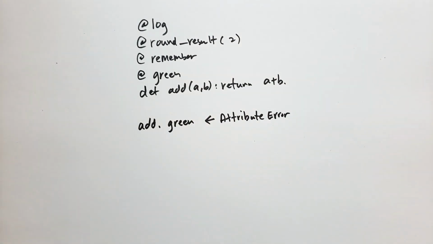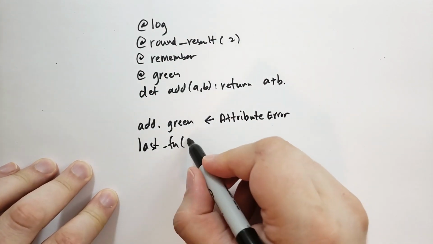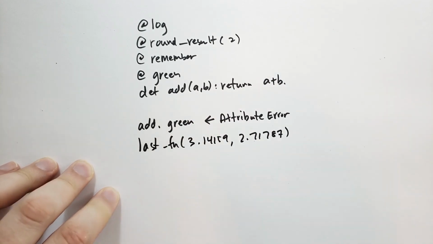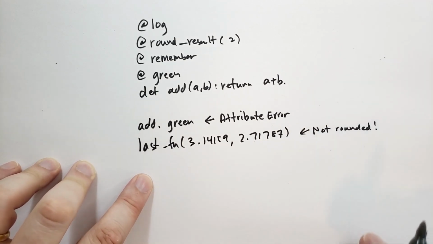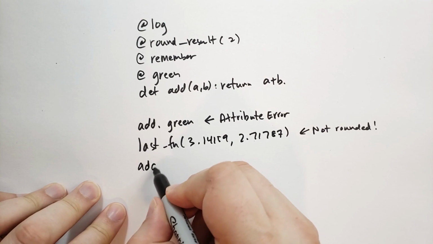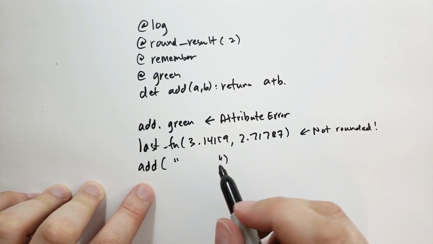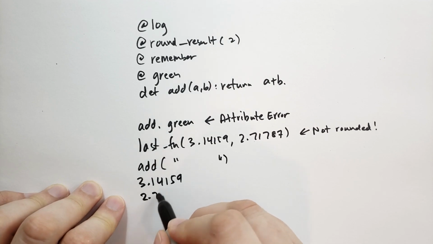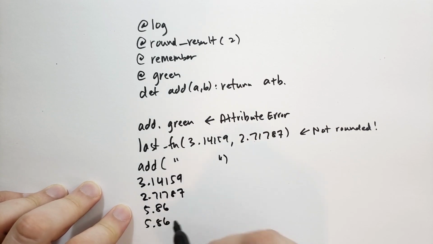Okay, I'm not going to tell you why. You'll also note that when you do last fn with, let's say, 3.14159 and 2.71787, right, you will not get around it. You'll have to figure out why. But you will see when you call add with those same parameters up there, 3.14159, 2.71787, you will see 3.14159, 2.71787, 5.86, and the return value will be 5.86. Okay?